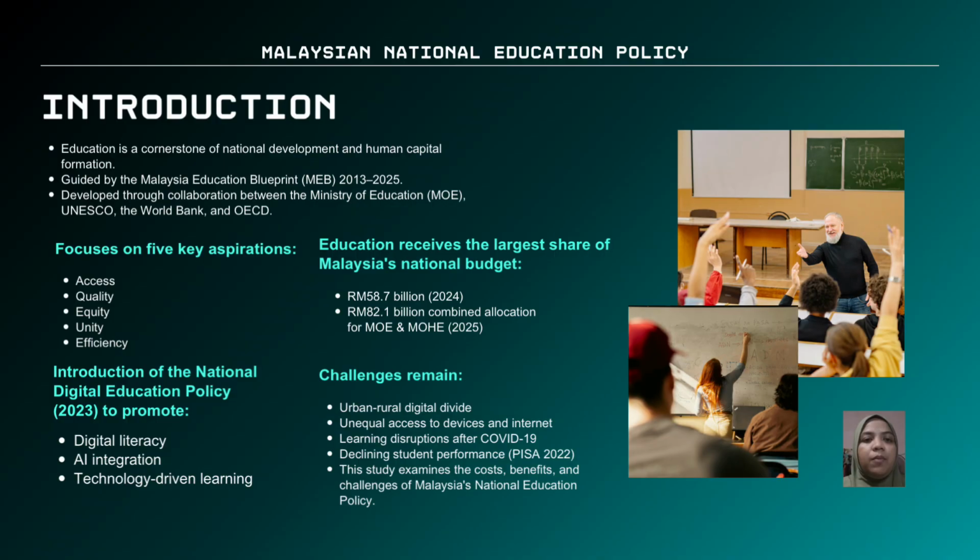To keep up with modern trends, the government also introduced the National Digital Education Policy in 2023 to promote digital literacy and AI integration. Because it is so critical, education consistently receives the largest share of the Malaysian national budget, with 58.7 billion allocated in 2024 and an even larger combined allocation of 82.1 billion for 2025. However, despite this massive funding, major challenges like the urban-rural digital divide and declining student performance still remain.